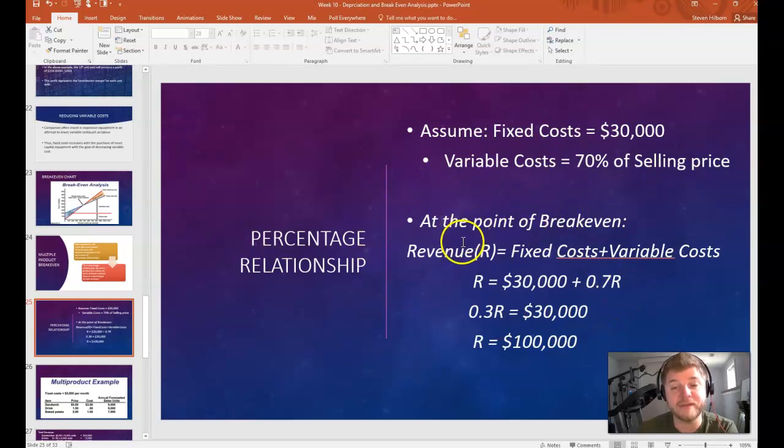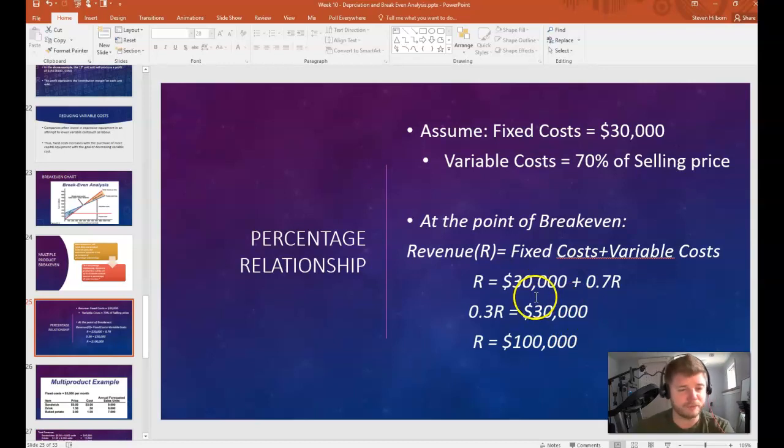At the point of break even, revenue equals fixed cost plus variable costs. So our revenue equals $30,000 plus 0.7 of revenue. So 0.3 of revenue, since 70% is variable, equals $30,000. Now, if I take 30,000 divided by 0.3, I will find out that our revenue must be $100,000 for us to hit our break even.